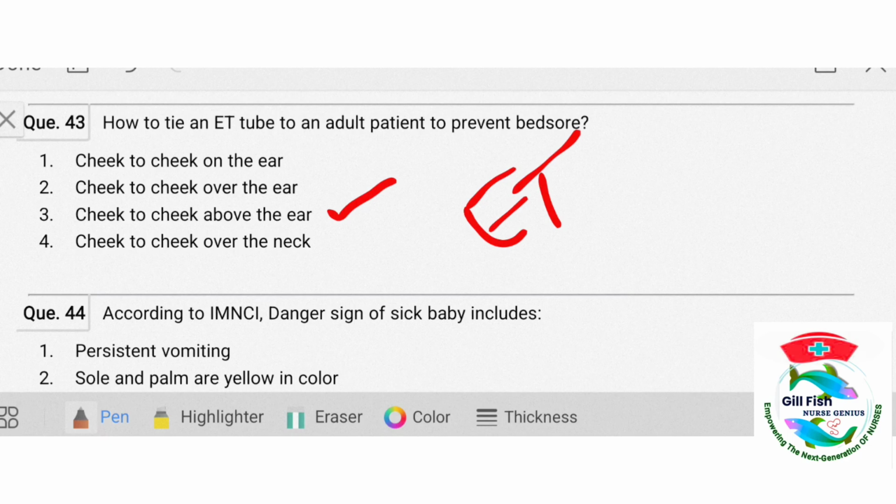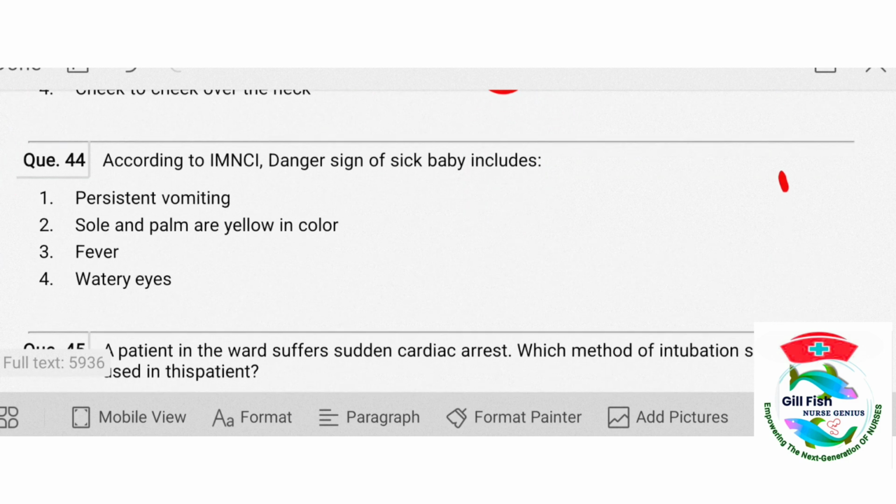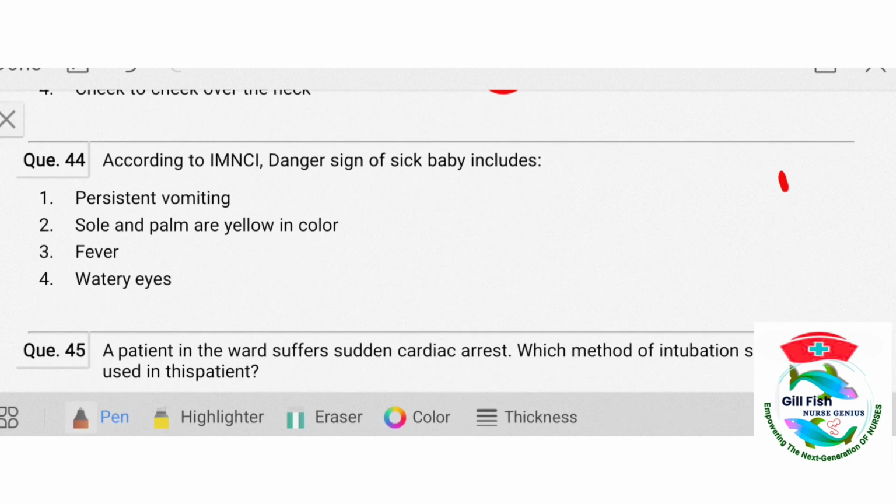Okay, next question. Look at the pictures, you will understand. Next question. According to IMNCI, danger signs of a sick baby include: option 1, persistent vomiting; option 2, soles and palms are yellow in color; option 3, fever; option 4, watery eyes.